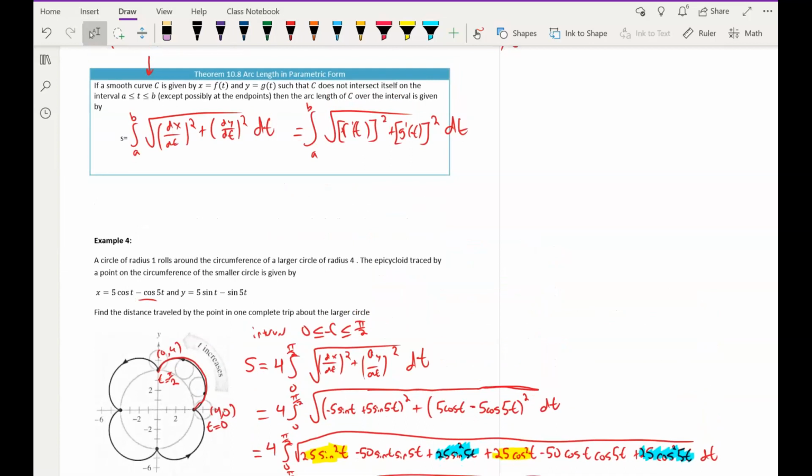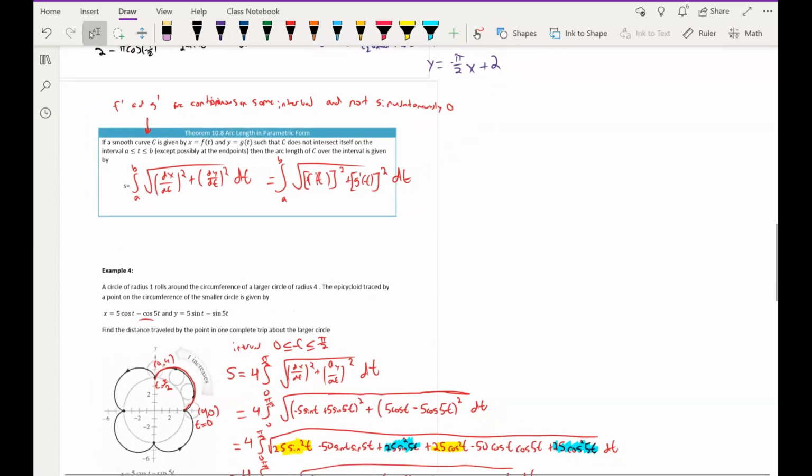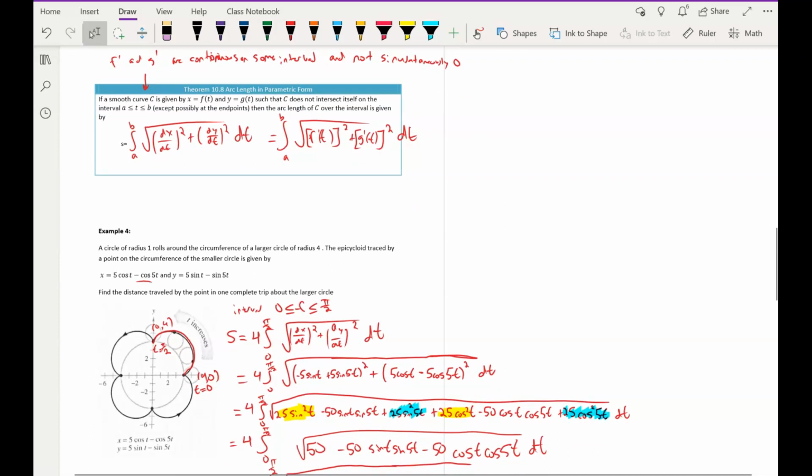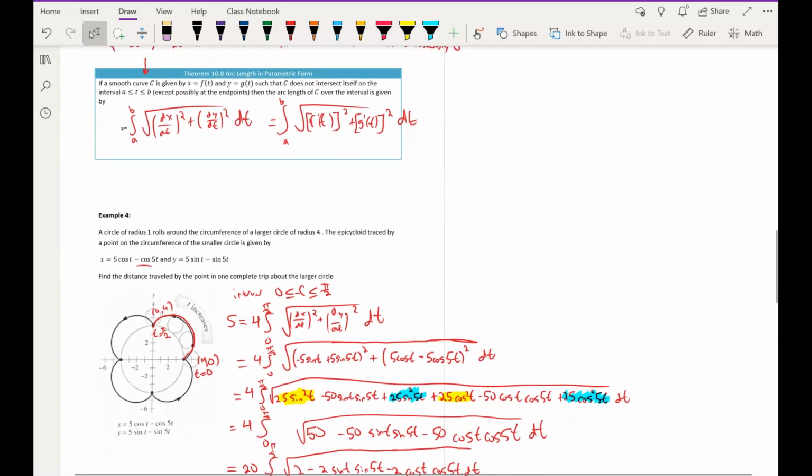If our functions f of t and g of t, remember x is f of t, y would be g of t, we know that the derivatives of those are going to be continuous on that interval, and there's not going to be a single point where they are simultaneously 0.